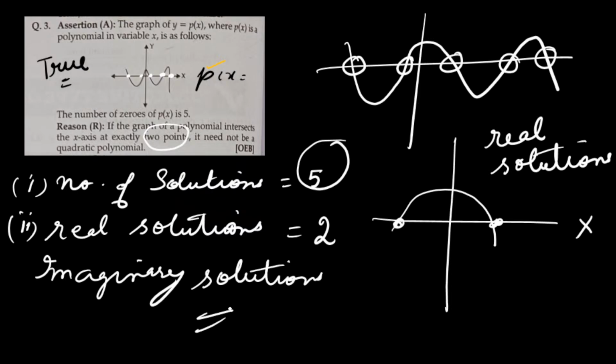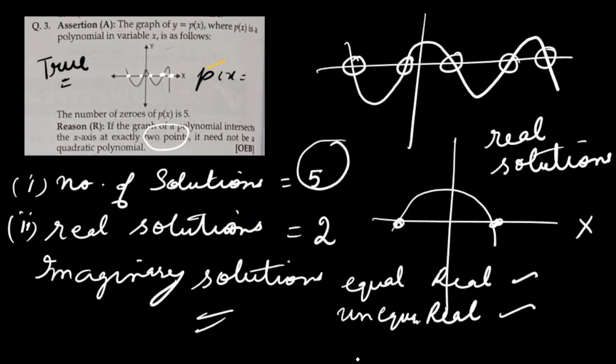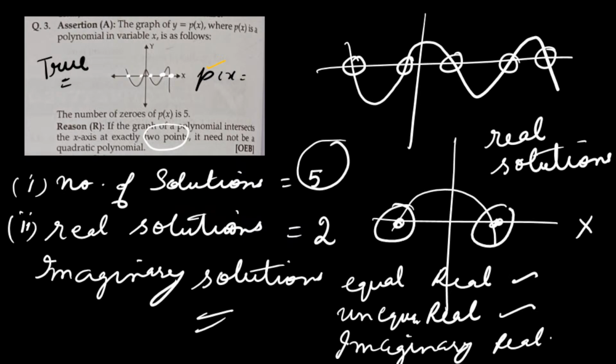In quadratic equations, we have already learned 3 types of solutions. When equal solutions are there, then unequal solutions in case of real numbers: equal real numbers, unequal real numbers and imaginary or non-real solutions. So these types of solutions are there. So that means if the graph is intersecting at 2 points, the number of real solutions is 2, but it might have some imaginary solutions also. So that's why it need not always be a quadratic polynomial. So that is also true.